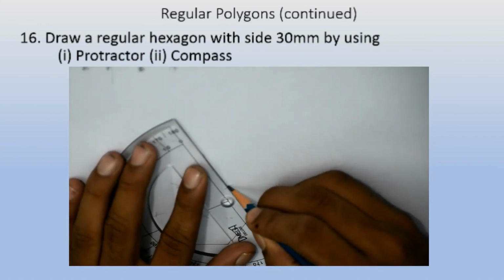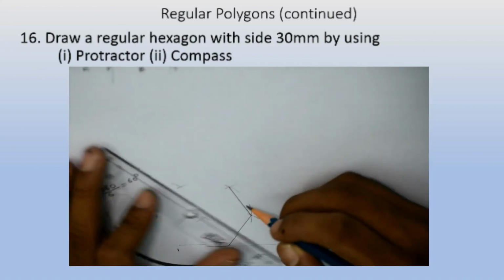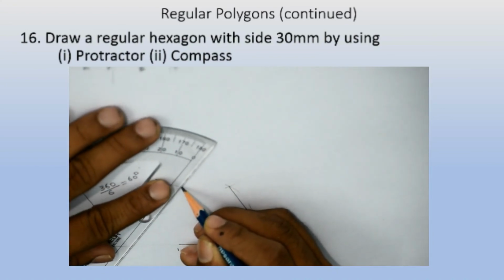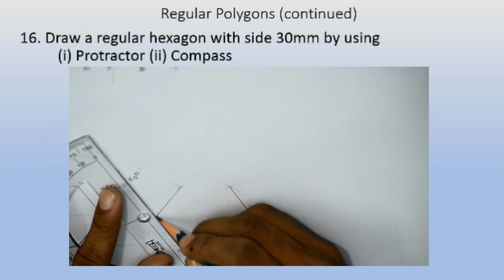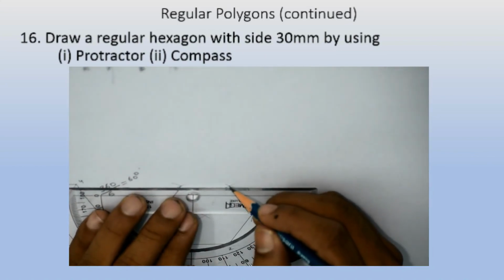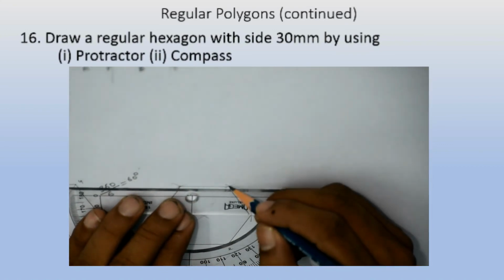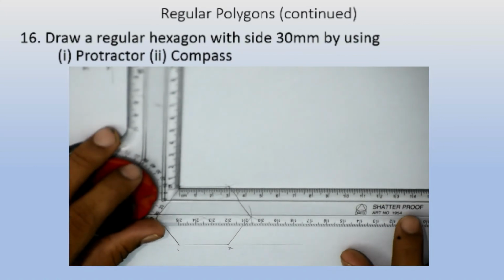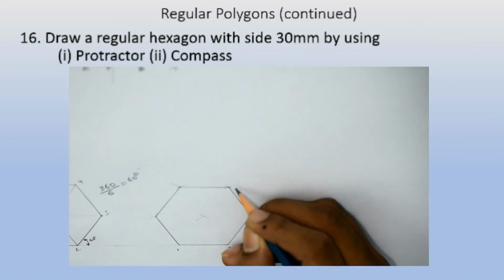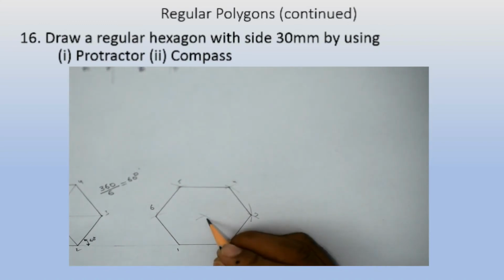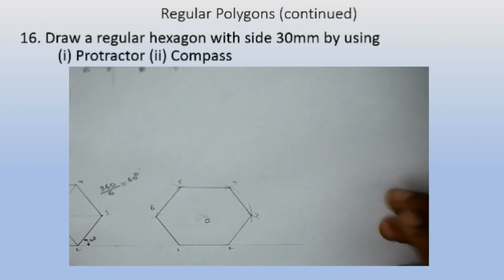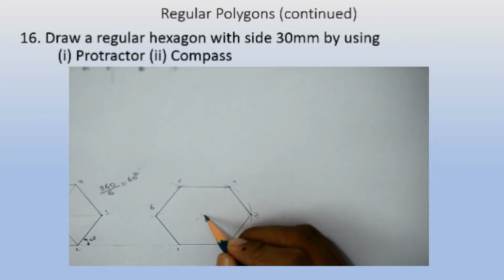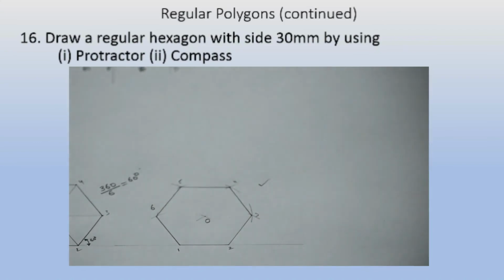When I join the meeting points of the arcs with the other points, I'll get a hexagon. You see that the hexagon has been completed within no time. You can number these sides and points 1, 2, 3, 4, 5, 6 and the center as well. And this method we will follow throughout our engineering drawing course because this is fast.